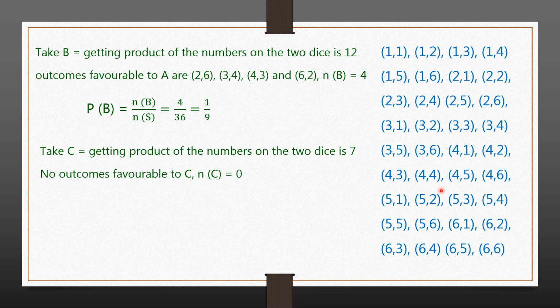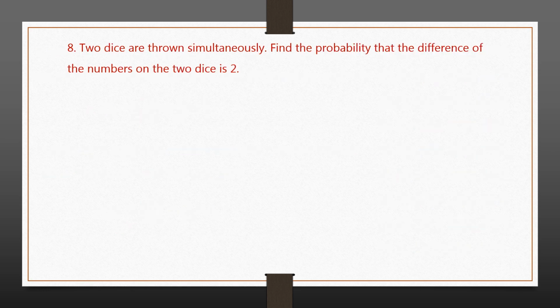That's why there is no outcome favorable to C. N of C is equal to 0. From this, P of C is N of C by N of S, 0 by 36, which is 0. And this is also an example of an impossible event. An impossible event is an event whose probability is 0. Therefore, this is also an example of an impossible event.